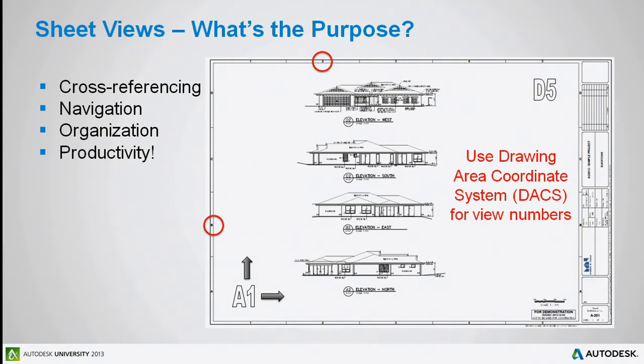Using sheet views allows you to automate that to some extent, to the point where, once again, the information is stored centrally in the sheet set file. If, for example, you have a set of drawings and you need to change the sheet number of one of those drawings, and somehow that sheet number affects a handful of other drawings because of the cross-referencing, how often have we had to go back in and chase that stuff through a set of drawings?